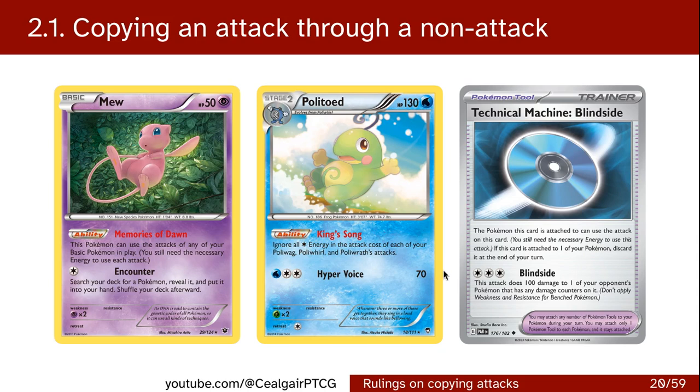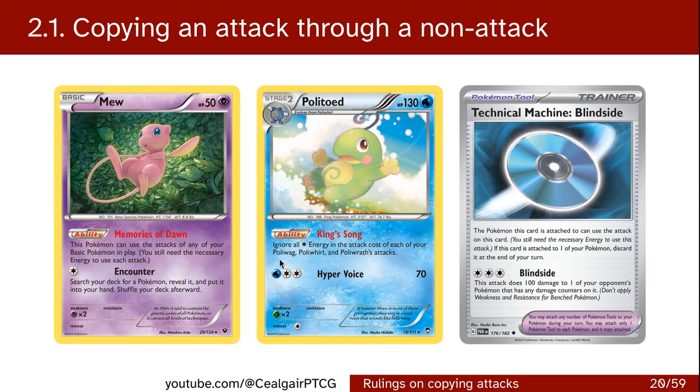For another example, let's look here at Politoed. Politoed has the ability King Song, which says ignore all colorless energy in the attack cost of each of your Poliwag, Poliwhirl, and Poliwrath attacks. So, let's say for example that we have this Mew in the active spot, which has the Memories of Dawn ability, which allows it to use the attacks of all of your basic Pokemon in play. And let's also say that we have a Poliwag on our bench, which is a basic Pokemon. Then we cannot ignore the colorless energy in the attack cost of Poliwag when it's actually Mew using the attack. We can only do that when it's Poliwag using it.